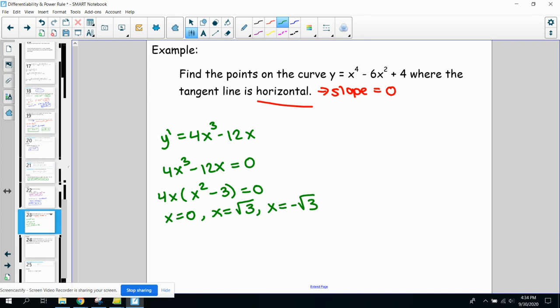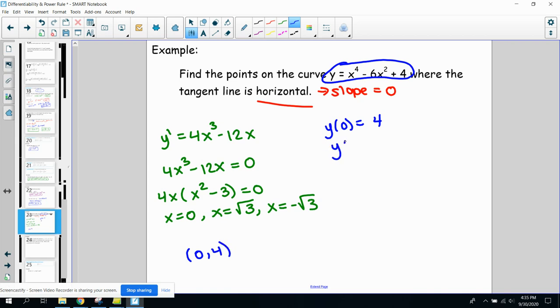So we have 3 different x values and we want to know the points. That means we have to find the corresponding y values. So what I'm going to do is do y of 0. I'm going to take the original y function, which is up here, and plug in 0. When I do that, I get 4. So one of my points is going to be (0, 4).